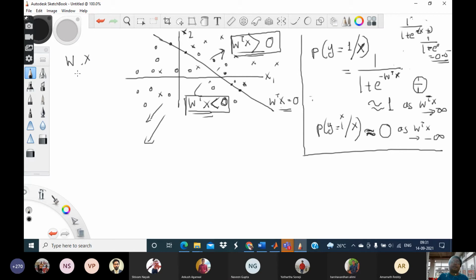But W transpose X equal to 0, in case of two dimensions, is a line like this. For three dimensions, it will become a plane. In higher dimensions, it will become a hyperplane, so in case of four dimensions, it will become a four-dimensional plane or hyperplane. In case of five dimensions, it will become a five-dimensional plane or hyperplane, and so on. But whatever dimensionality I am considering, this W transpose X equal to 0 can be considered as the threshold.